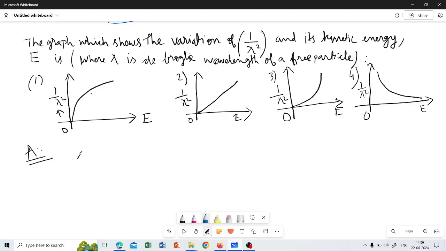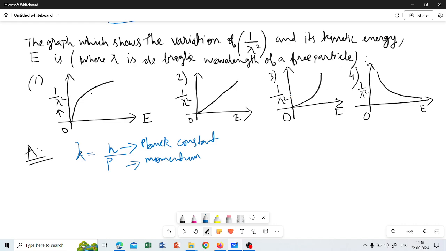Let me write it. Lambda is equal to h by p, where h is Planck's constant and p is momentum. So this is the de Broglie wavelength expression.